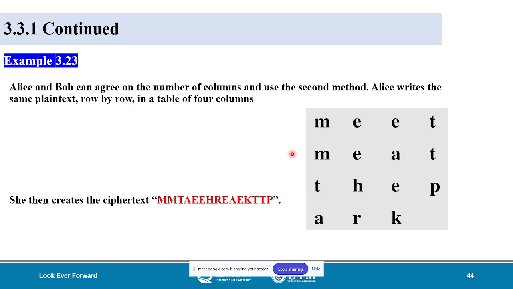MMTA EEHR, and so on. So the writing would be this way, and the encryption would be this way.